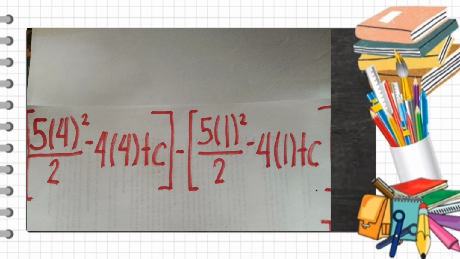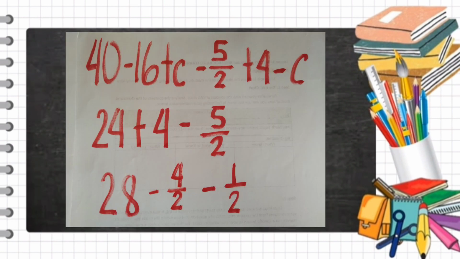4 squared is 16, divided by 2 is 8, times 5 is 40. 4 times 4 is 16. On the right side, we have 1 squared times 5 over 2, so that's 5 over 2. And don't forget to distribute the negative sign to everything on the right. Then we have negative 4 times 1, that's negative 4, times the negative sign, so that's going to be positive 4. And so the c and negative c cancel. That's why it's not needed. 40 minus 16 is 24, plus 4 is 28.